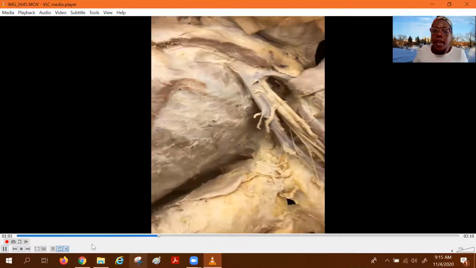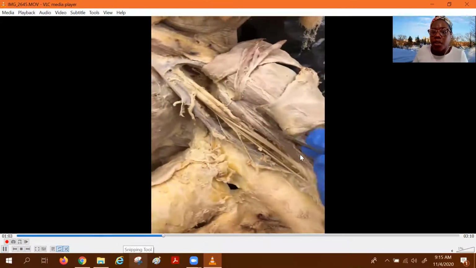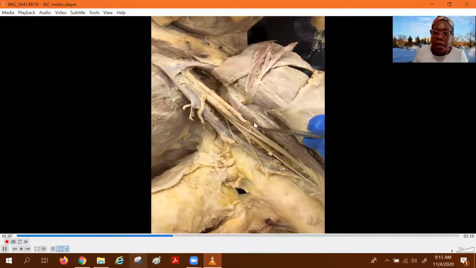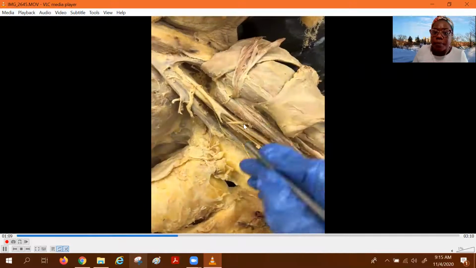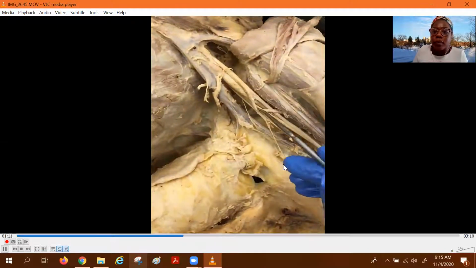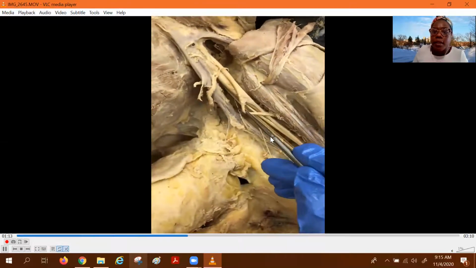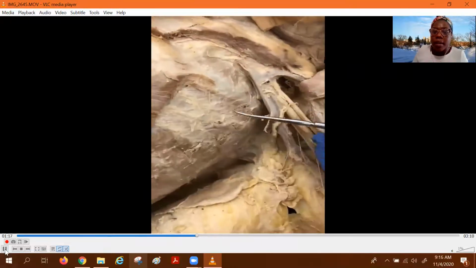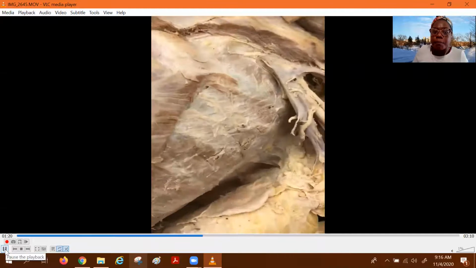And we can see more clearly the coracobrachialis, which is underneath that biceps brachii long head. And this is being pierced by the musculocutaneous nerve once again. So musculocutaneous there, median going right down the middle, and then ulnar on the medial side.